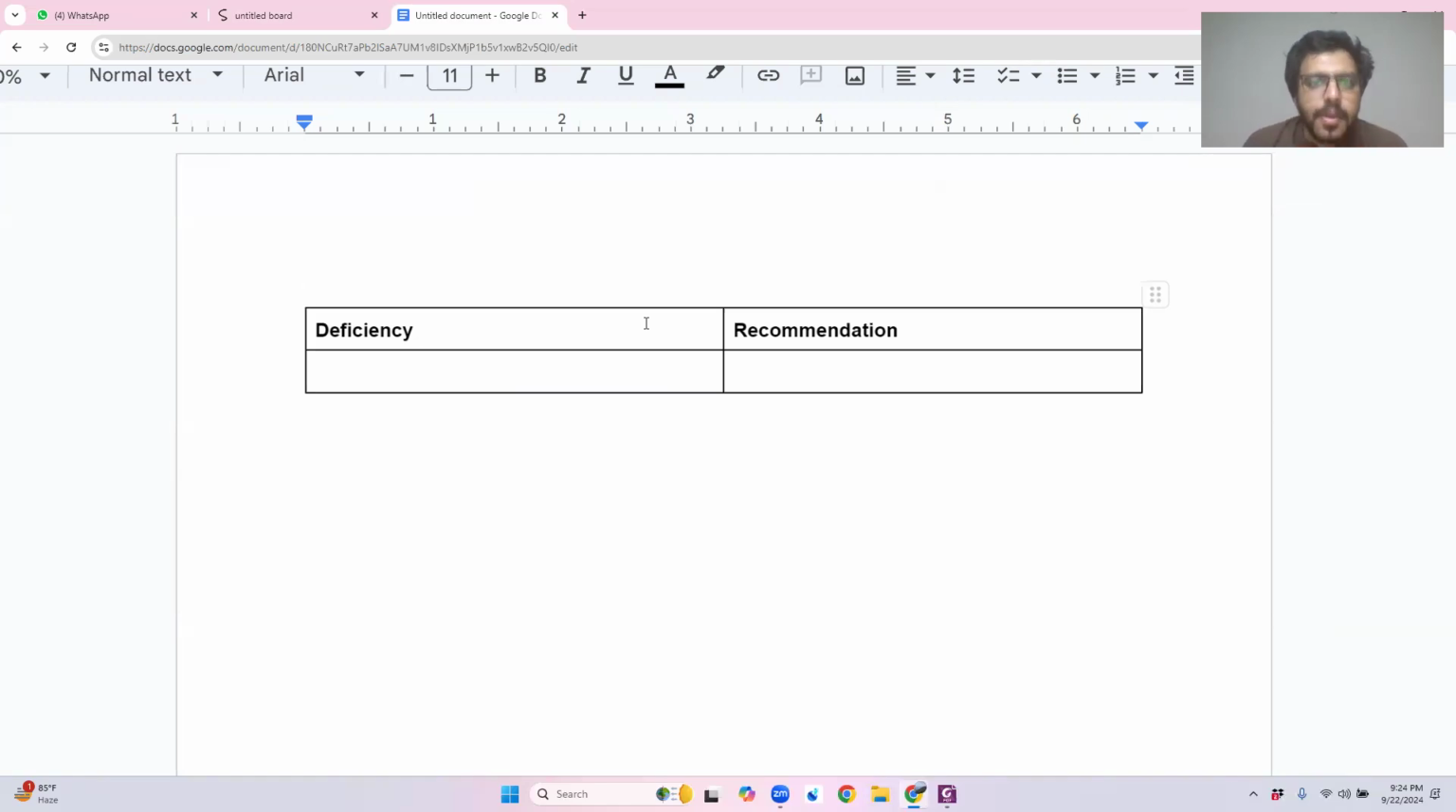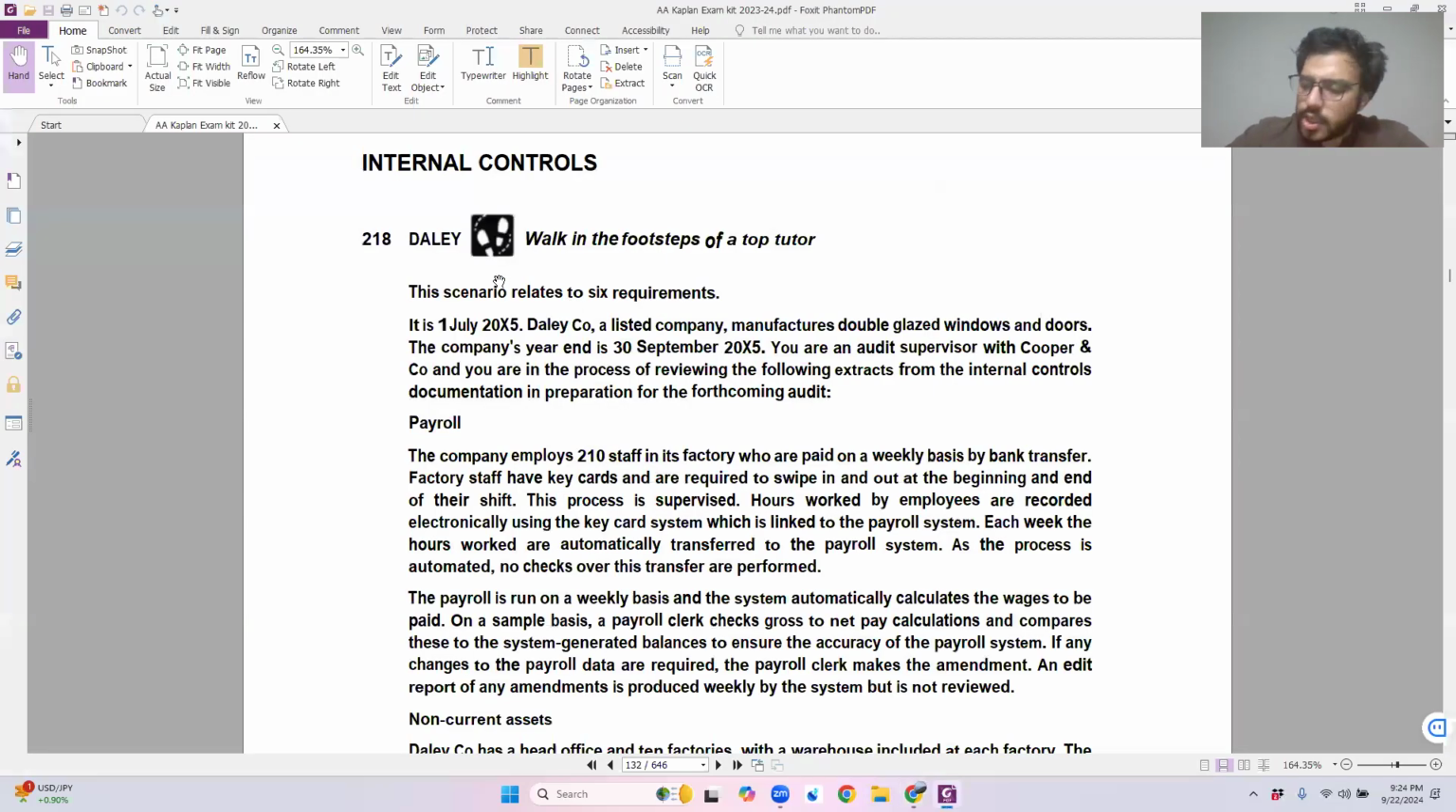Remember, if in the exam you do not follow these steps, you will not be given full marks. Remember, 4 steps, each step is worth 0.5 marks. So you must fulfill each of the steps. You should not miss any of the steps. Remember that. Let's move towards the question that we are going to attempt today.